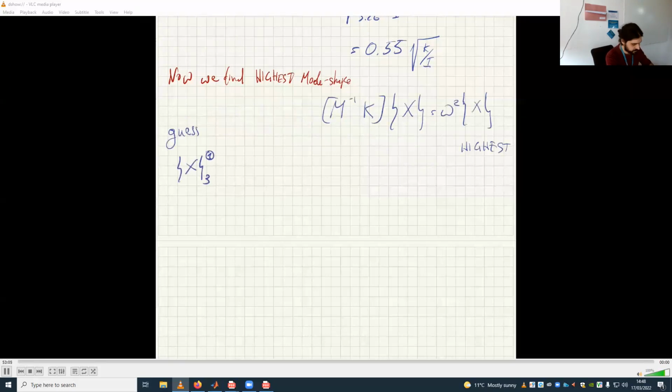Guess 1. Guess 3, sorry, X3, guess 1. They are all out of phase. And I argue they have the same issue as before. Okay, so the first one is slow and stiff. The last one is fast and compliant.